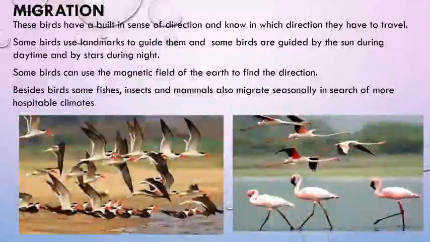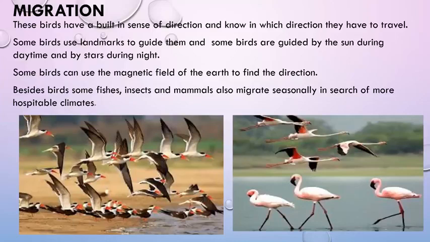These birds have a built-in sense of direction and know in which direction they have to travel. Some birds use landmarks to guide them, and some birds are guided by the sun during the daytime and by the stars during the night. Even some birds can use the magnetic field of the earth to find the direction in which they want to migrate. Besides birds, some fishes, insects, and mammals also migrate seasonally in search of more hospitable climates.